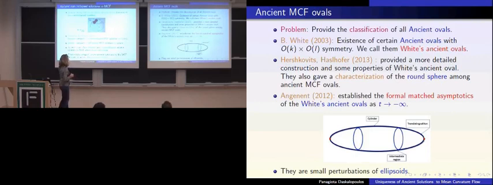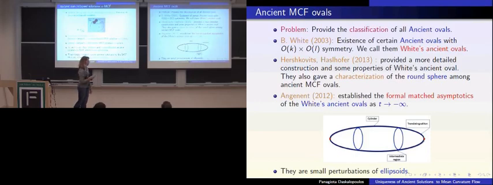And so, in this talk, ancient ovals will not necessarily be these. We would like to show that under the non-collapsing condition and compactness, the only ancient ovals are the White ovals. So the only non-self-similar non-collapsed things are these. But, of course, we don't know that they are rotationally symmetric.